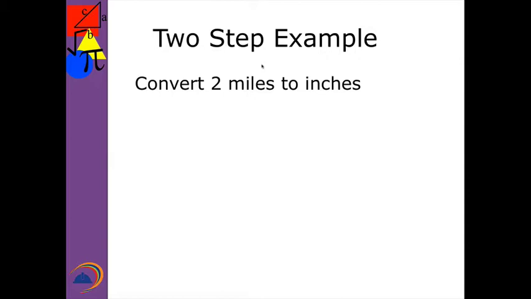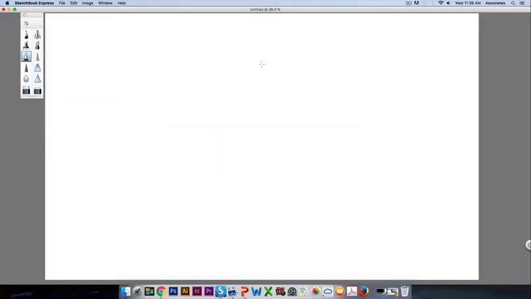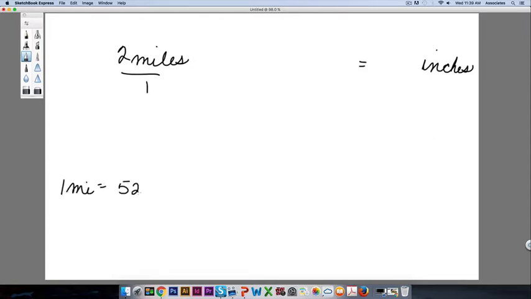Let's go to our slate. I'm starting out with 2 miles. When I get finished, I want to end up someplace over here, but I want it to be in inches. So I needed to look up the conversion facts. First conversion I know is 1 mile is 5,280 feet. And then 1 foot is 12 inches. Now I can go from miles to inches.